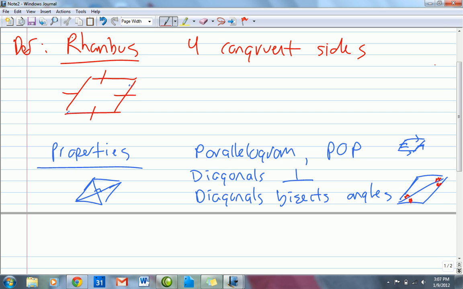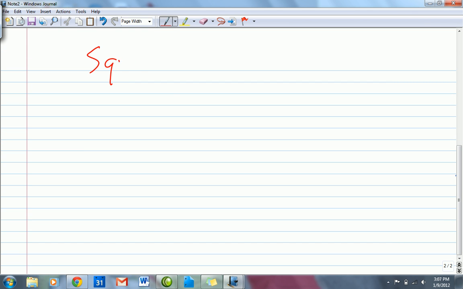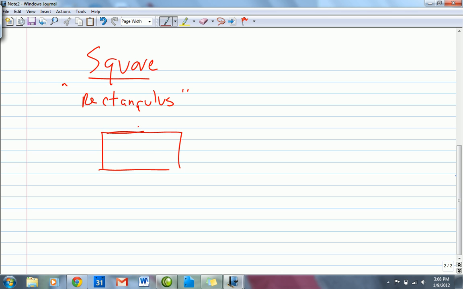So those are the properties and definition of a rhombus. A square, by definition, everybody knows what a square is, but a square is basically a rectangle and a rhombus. We're going to call it a rectangulus. It's a rectangle and a rhombus, which means it's a rectangle, so we have a parallelogram with a right angle, really four, but at least one. And it's also a rhombus, so that means these sides have to all be congruent. So this is what a square would be.